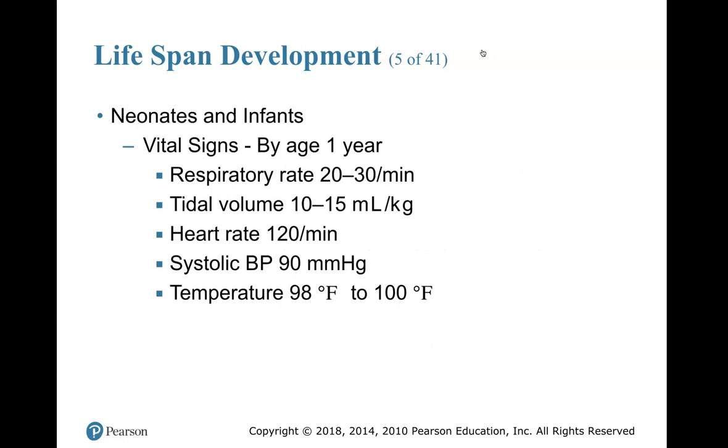By the age of 1 year, the respiratory rate is 20 to 30 times per minute. Tidal volume is 10 to 15 milliliters per kilogram. Heart rate is 120 times a minute. Systolic blood pressure is 90 millimeters of mercury. And temperature is 98 to 100 degrees Fahrenheit.